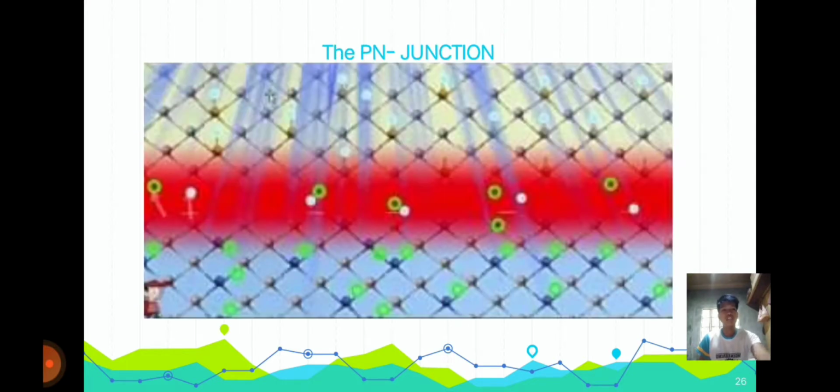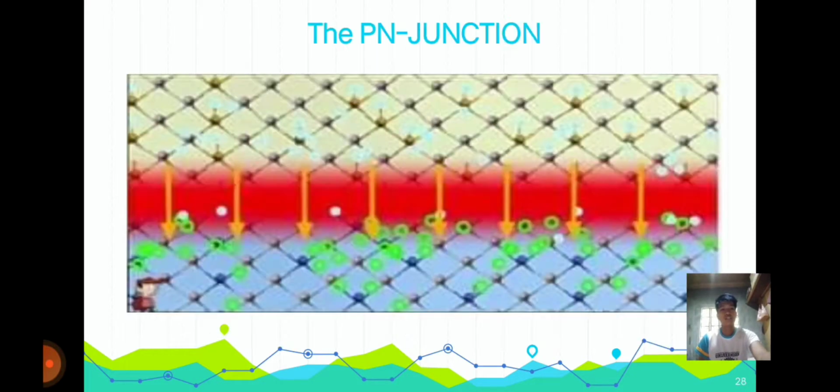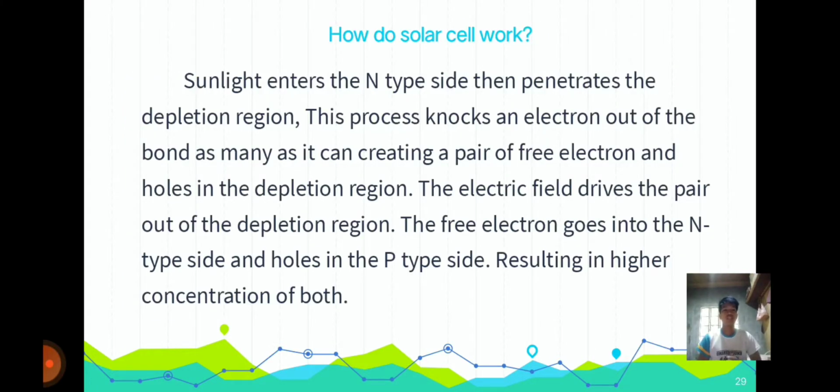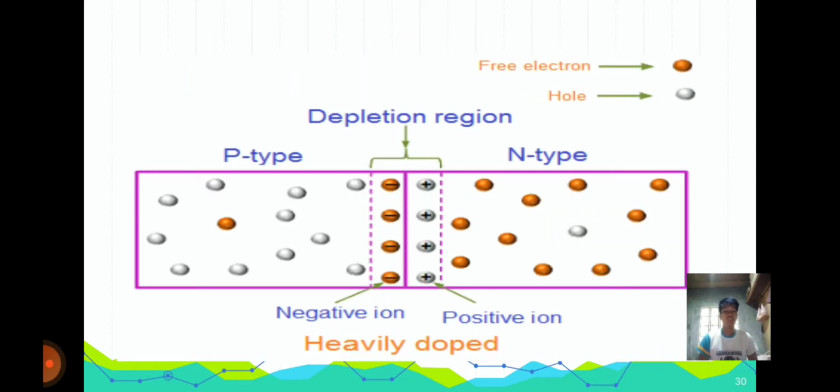So these p-n junctions. How do solar cells work? Again, the sunlight enters the n-type side and penetrates the depletion region. This process knocks electrons out of the band as many as it can, creating pairs of free electrons and holes in the depletion region. The electric field drives the pair out of the depletion region. So the free electrons go into the n-type side and holes into the p-type side, resulting in a higher concentration of both. So the depletion region is heavily doped.